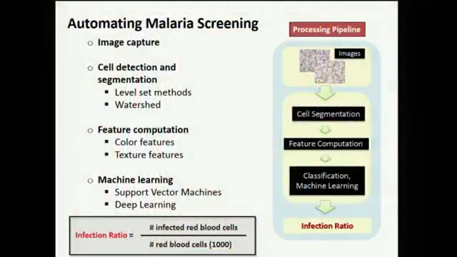Mathematically, we use methods like level set methods. These are image segmentation techniques, or also watershed, to segment the cells. For feature computation, we use, as I mentioned, color features and texture features because they are able to discriminate between infected and uninfected cells. And for classification, we have experimented with two methods: support vector machines and deep learning. If you have lots of data, we can apply deep learning. At this stage, we had only limited data, so we used support vector machines.